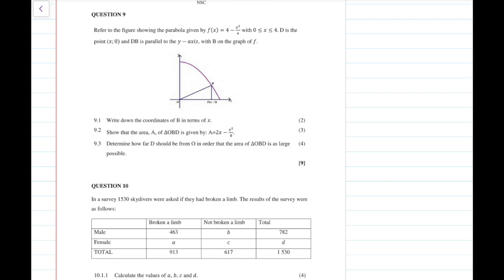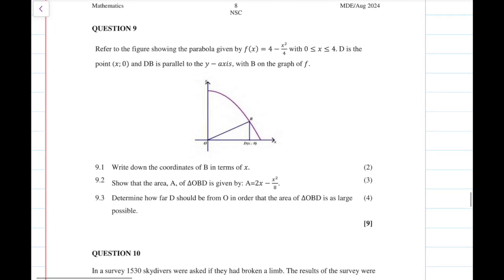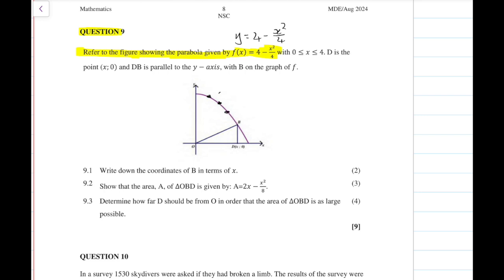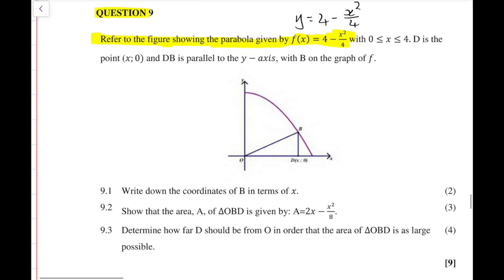Okay, so question 9. It says refer to the figure showing the parabola given by this equation. As soon as they tell you this, it's going to be one of your maximization or optimization questions. It's telling us that y is equal to (4 minus x squared) over 4. That means any point on this parabola has a certain x value, and the y value we know is going to be (4 minus x squared) over 4.